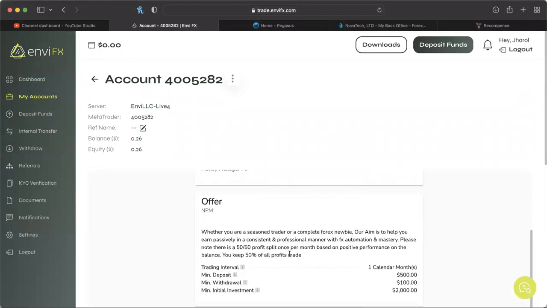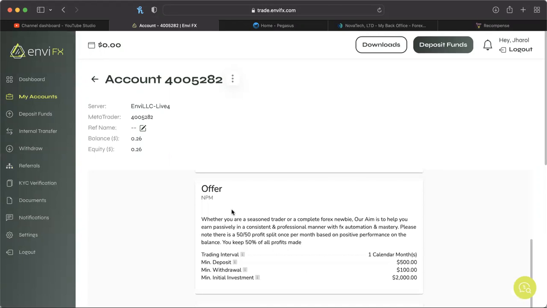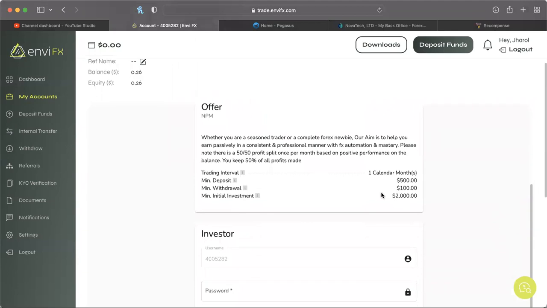This one gives a more wordy update. This one is the new Prosperity Movement Fund. It says, whether you're a seasoned trader or a complete Forex newbie, our aim is to help you earn passively in a consistent and professional manner with FX automation and mastery. Please note there's a 50-50 profit split once per month. Based on positive performance on the balance, you keep 50% of all profits made. And the minimum investment is $20. I'm sorry, not $20. It is $2,000.